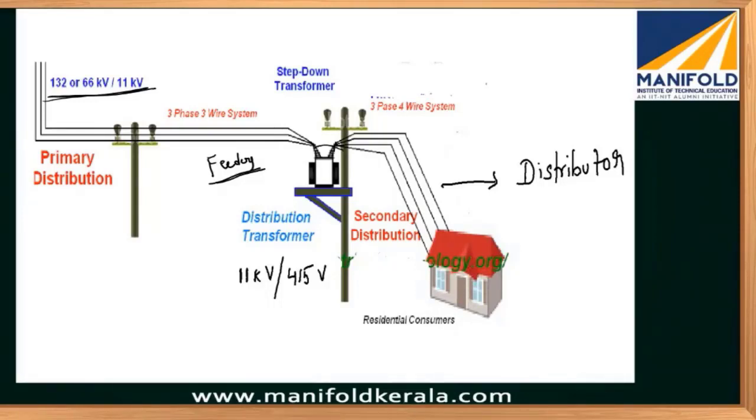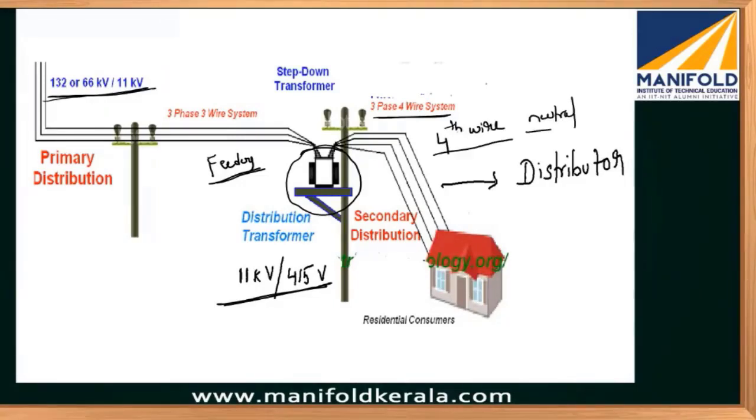Understand? This distribution transformer will step down the voltage from 11 kV to 415 volts, and from the secondary of the distribution transformer, the conductors will change from three wire to four wire. From the secondary of the distribution transformer, the fourth wire comes into the picture. That fourth wire is the neutral wire. So there will be four conductors in the distribution.